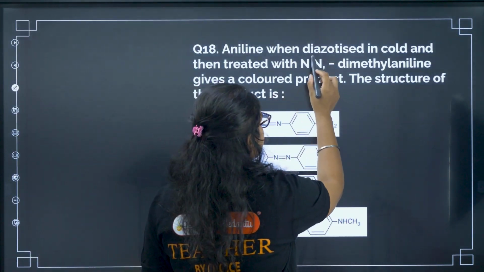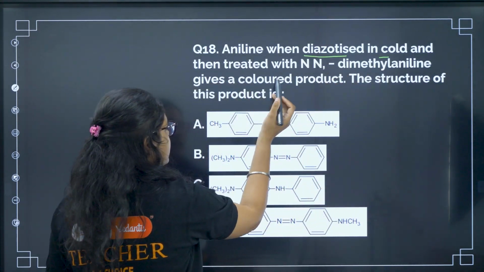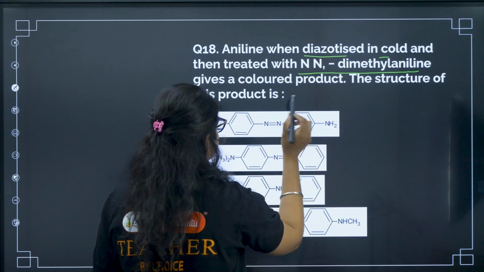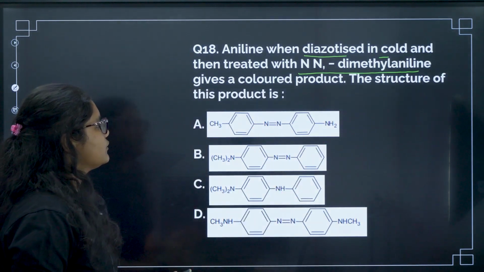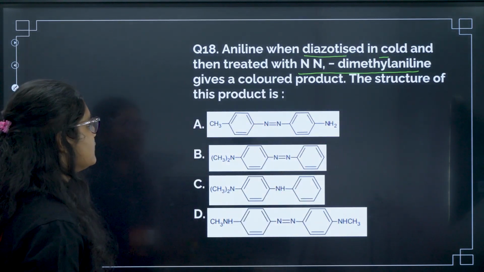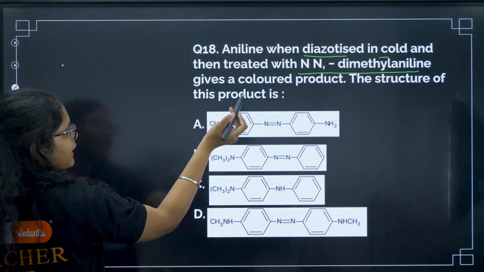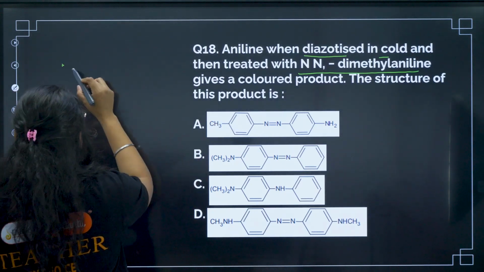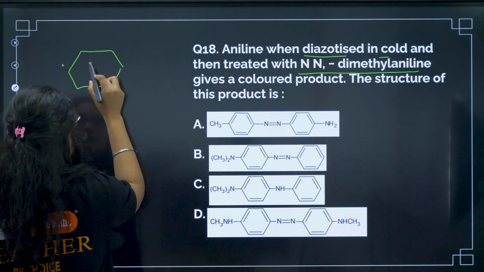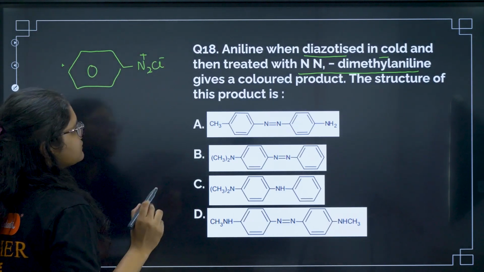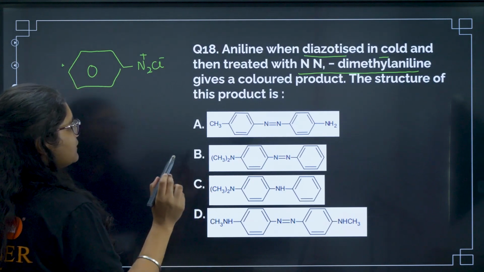Next, aniline when diazotized in cold and then treated with N,N-dimethylaniline gives a colored product. The structure of this product is. So if you remember, this is a coupling reaction. First of all, we have on one side aniline. Aniline when diazotized with cold, so we have first diazotization. Now this one is treated with N,N-dimethylaniline.